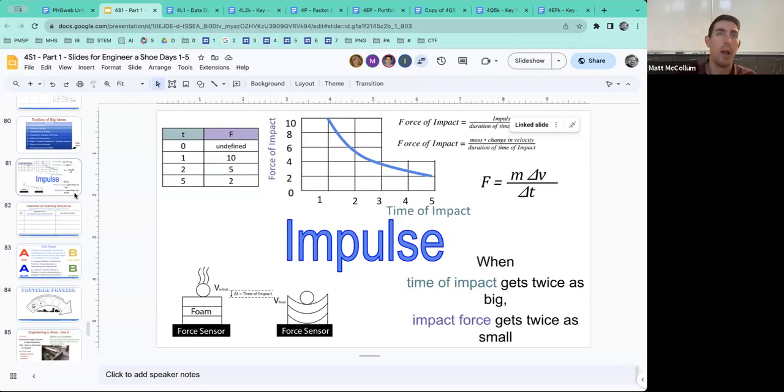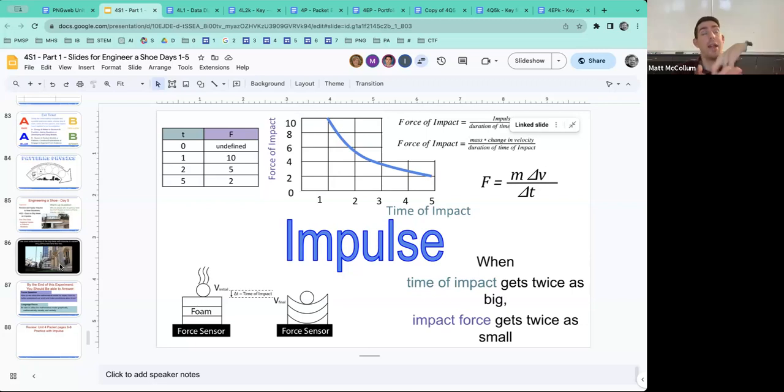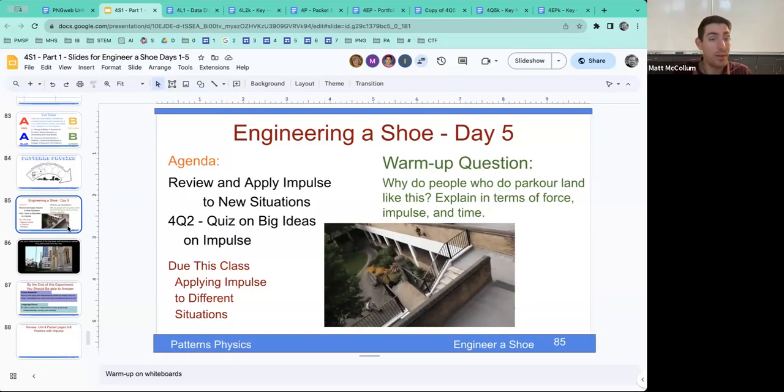So there are several other practice problems, and I don't think we have time to look at them, but in the packet, there are several practice problems looking at new situations, looking at situations where landing with flat feet versus landing athletically where you're bouncing your legs. You can actually jump on those force plates.